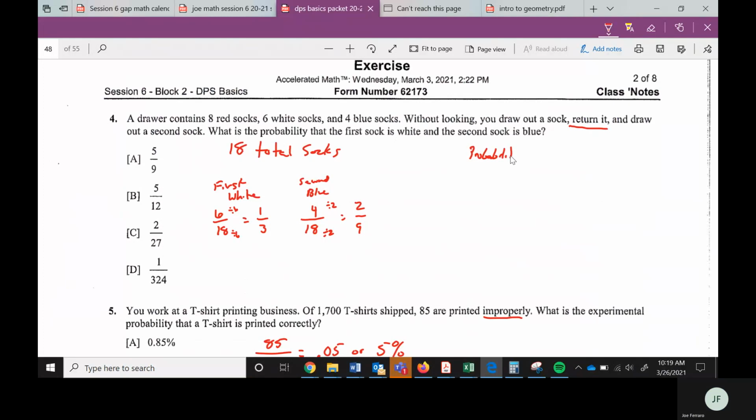Now, the probability of a compound event is found by multiplying the probabilities. Again, if this is too sloppy for you to read, pause, rewind, listen. You'll know what the words are. By multiplying the probabilities of the individual events.